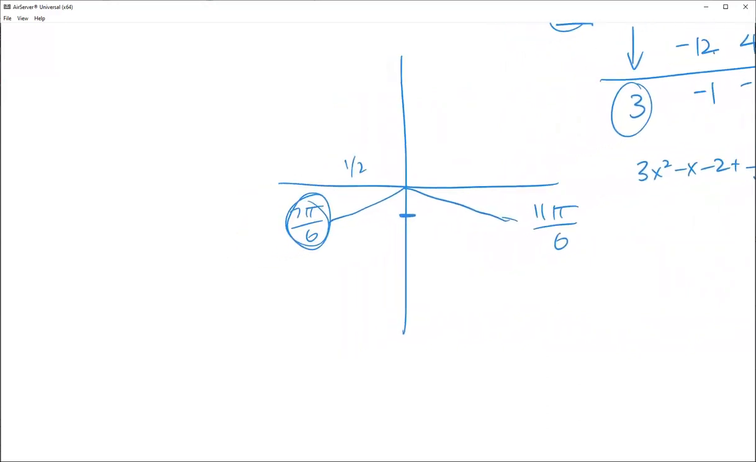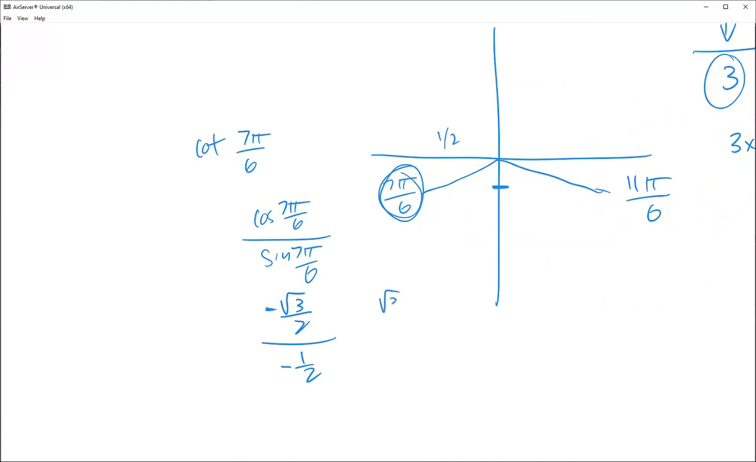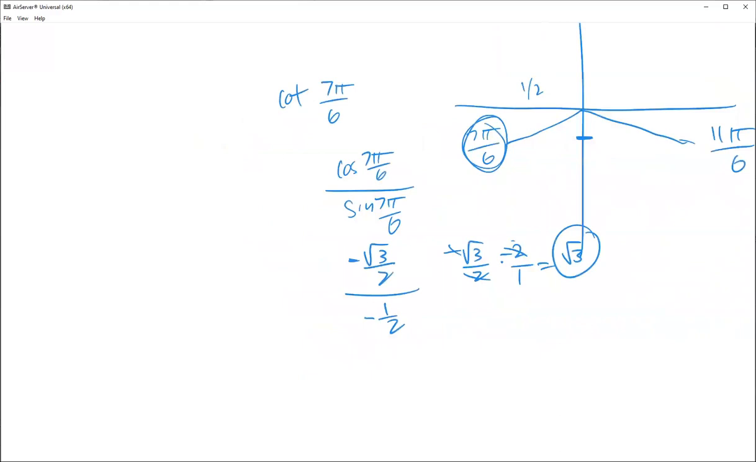So we have to find the cotangent of 7 pi over 6. Remember, cotangent is the cosine of 7 pi over 6 over the sine of 7 pi over 6. The cosine is negative radical 3 over 2, and the sine of 7 pi over 6 is negative 1/2. Flip it over, it'll be radical 3 over 2 times 2 over 1. Negative and negative cancel. It'll just be radical 3. That's the cotangent.